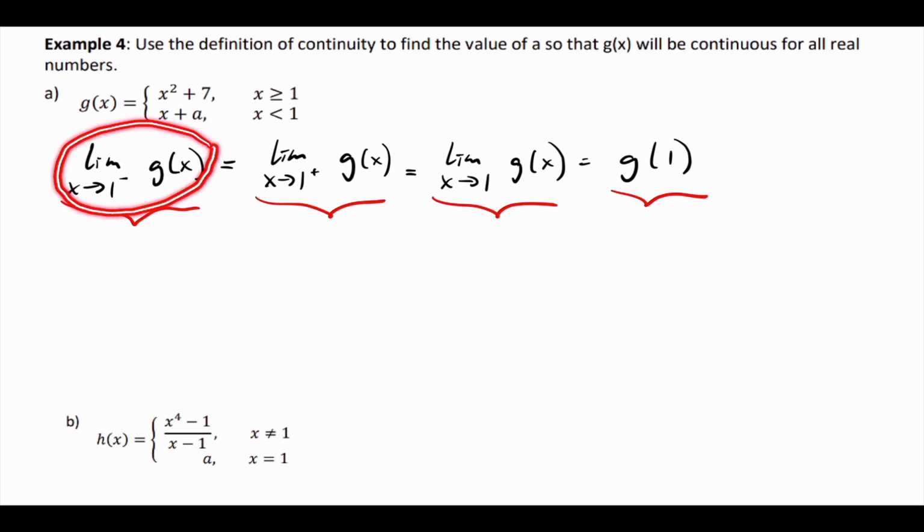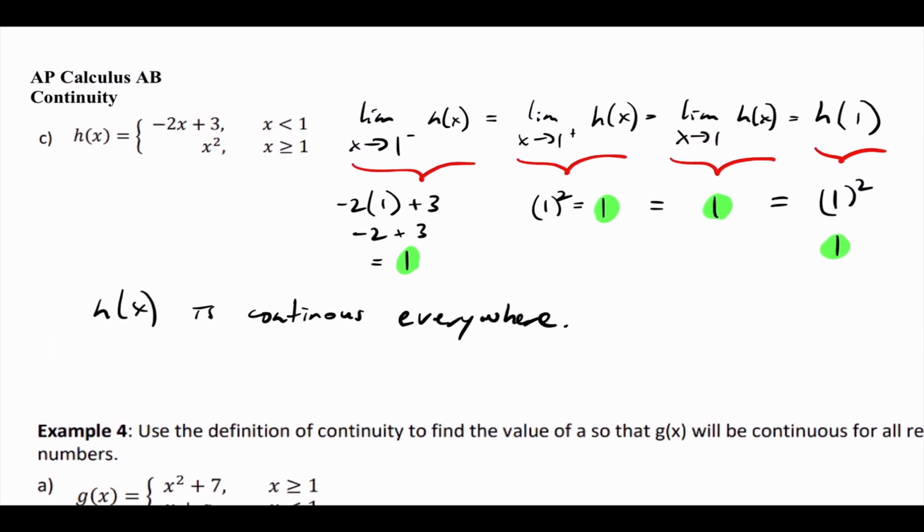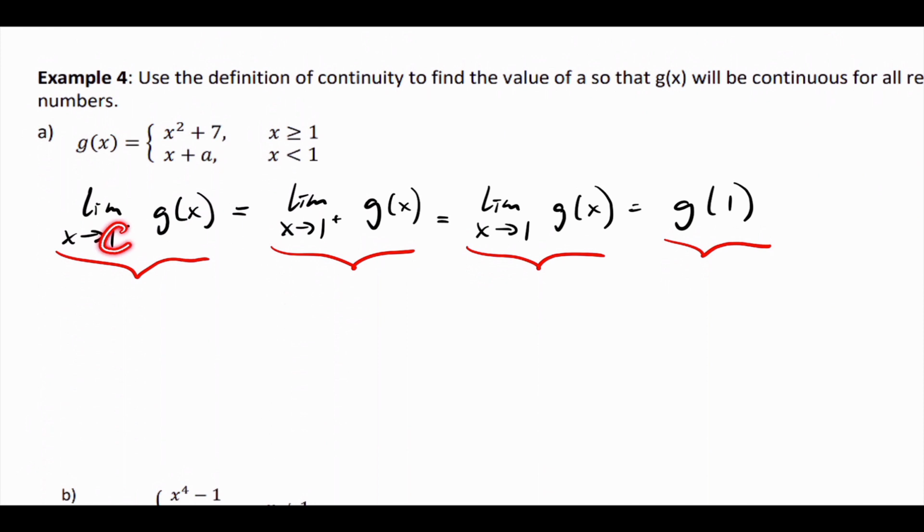So what did I do last time? What did I do for the letter C right above it when I wanted to check from the left? How did I check continuity from the left? What was the process? I plugged in the value for x, right? That's what I'm going to do now. I'm going to plug in 1 for x here. When I plug in 1 for x, I get 1 plus a. I don't know what a is. That's what I'm trying to figure out. So it just leaves 1 plus a.